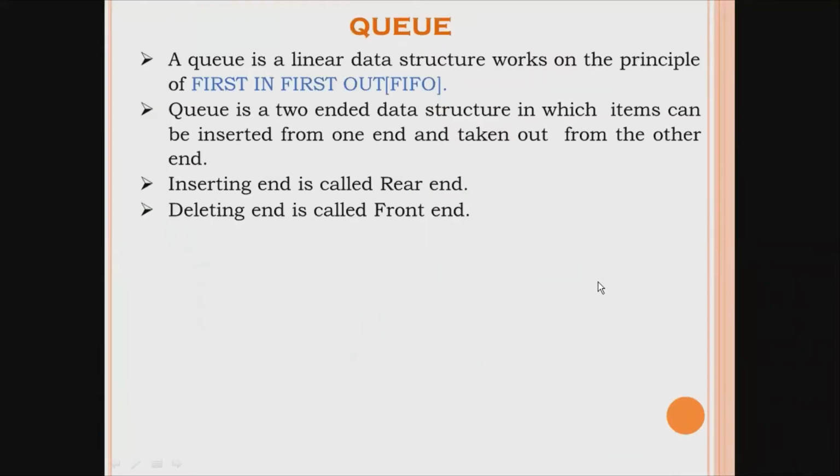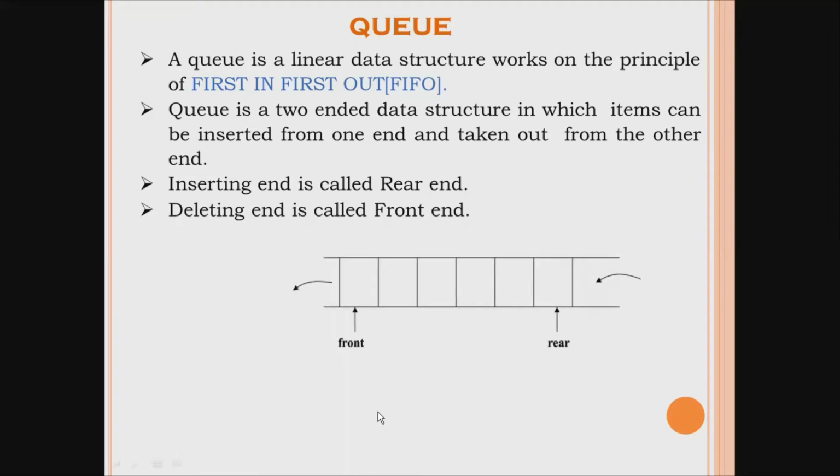Queue is a linear data structure which works on the principle of first in, first out. Queue is a two-ended data structure in which the items can be inserted from one end and taken out from the other end. Inserting end is called rear end, deleting end is called front end.